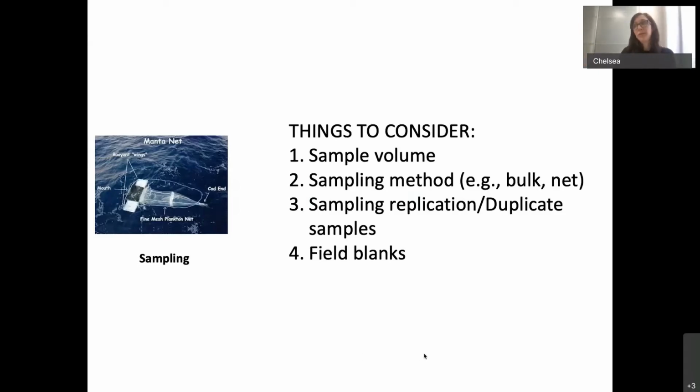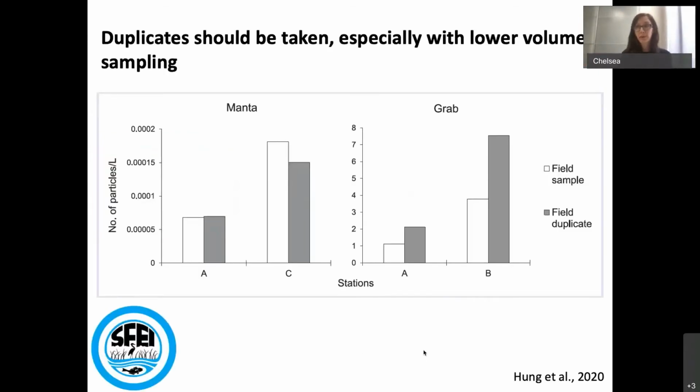I'll share with you some of what we've discovered or trends we've seen through a project with the San Francisco Estuary Institute, quantifying and characterizing microplastics in the San Francisco Bay. In this study, we took Manta trawl samples as well as bulk water samples from the exact same location at the same time from a sailboat within the San Francisco Bay. What we're looking at here in this figure is the particles per liter, so the concentration of microplastics on the y-axis. And each one of these are duplicate samples taken back to back.